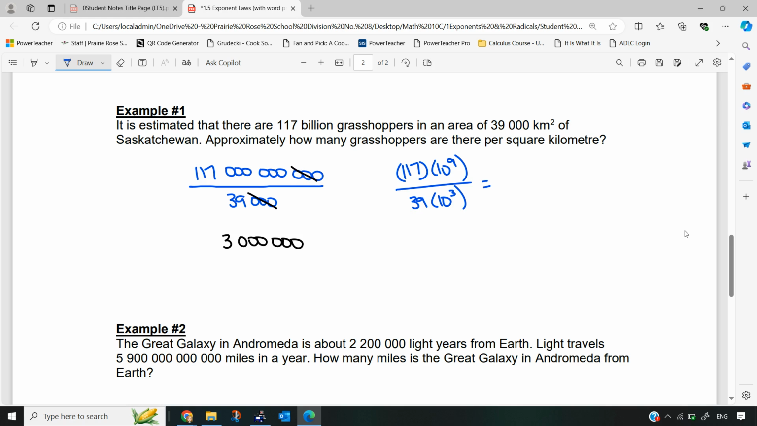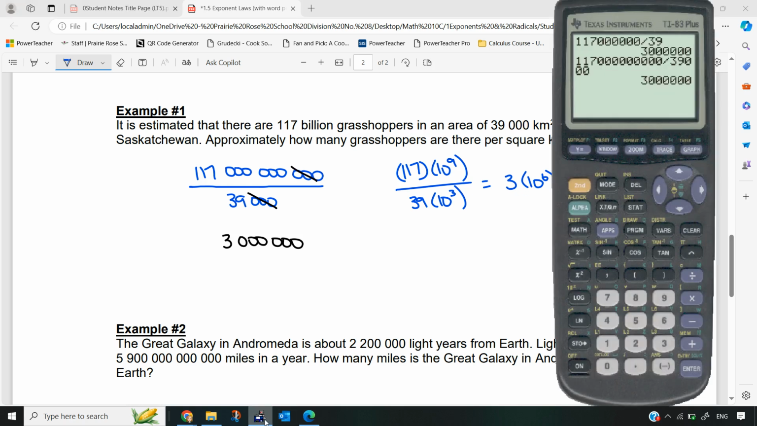Well, on my calculator, I can go 117 divided by 39. That's going to be 3. And 10 to the 9 divided by 10 cubed is going to be 10 to the 6th. And if you remember, 10 to the 6th is a million, so this is just 3 million. So a way that I can calculate it a little bit quicker, and again on my calculator, it's fairly quick to put 117 divided by 39 in my calculator.